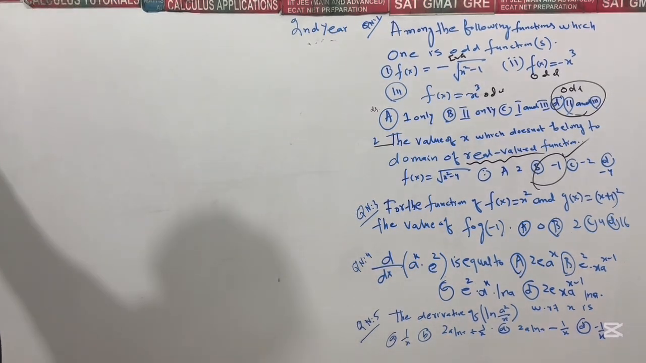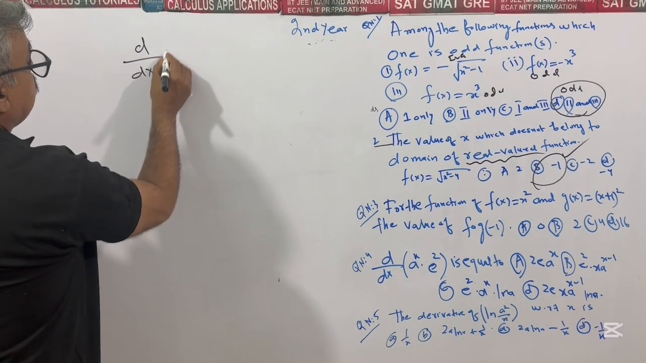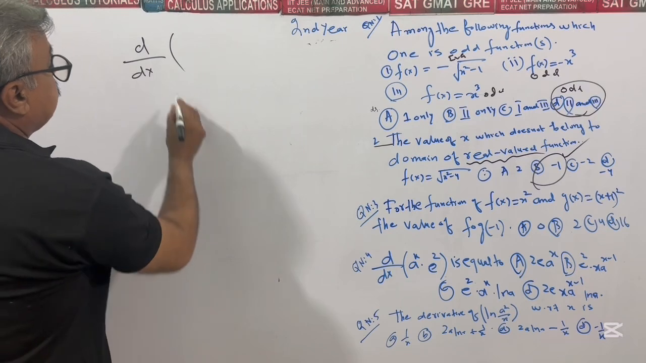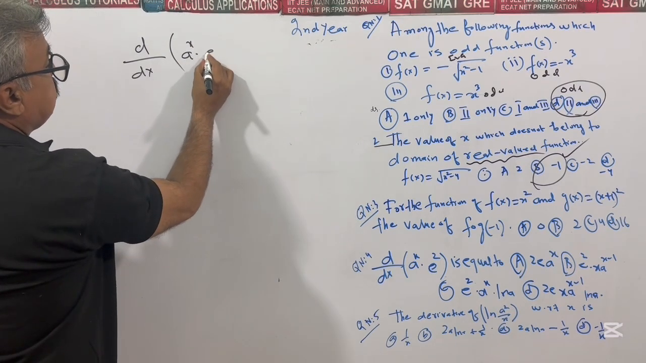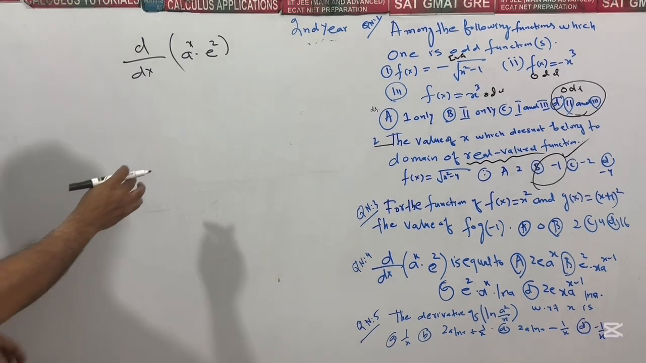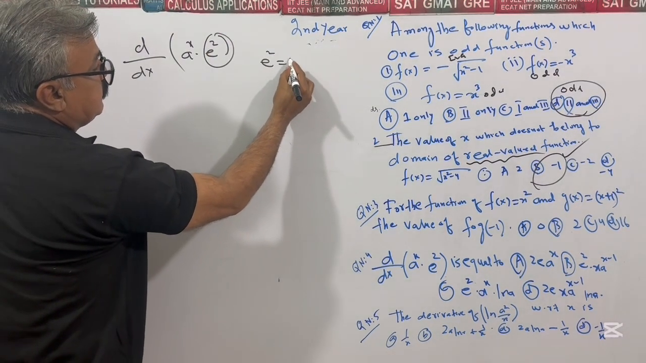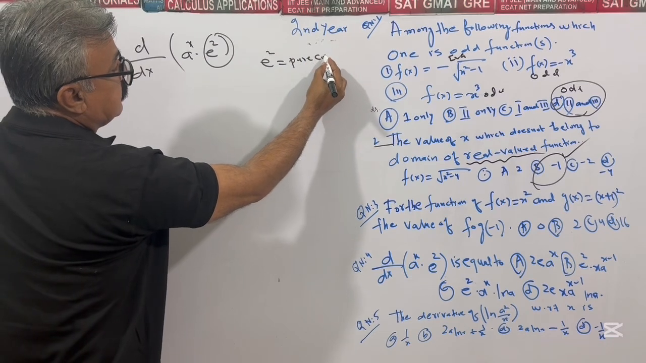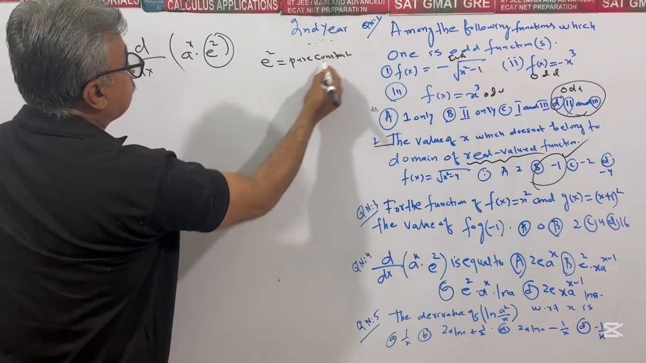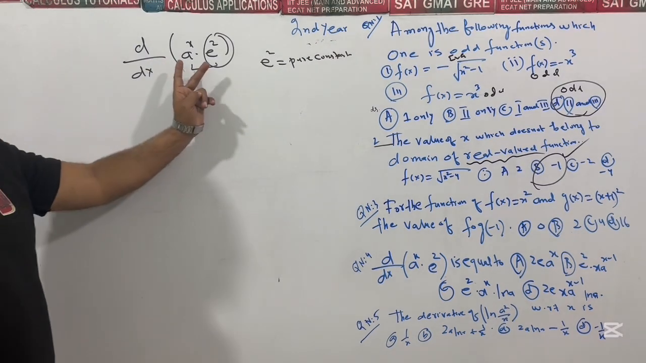A good question. Your first step must be make or break. Question number 4. Differentiate with respect to x: a to the power x times e square. Look at this, a twist in the tail. e square is a pure constant. It's not a variable. So there is no question of applying the product rule on that.